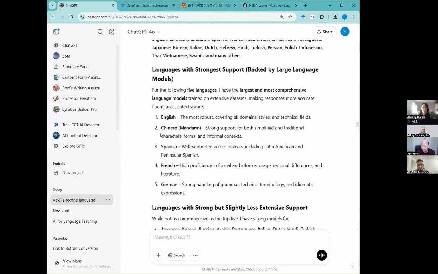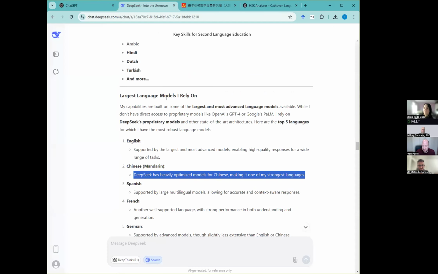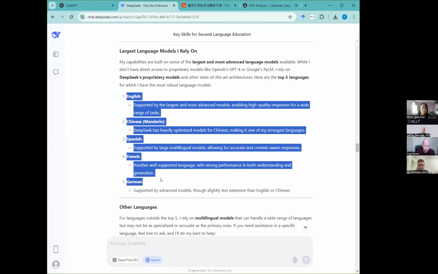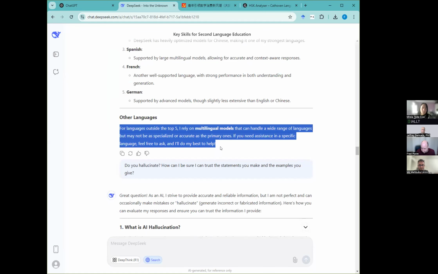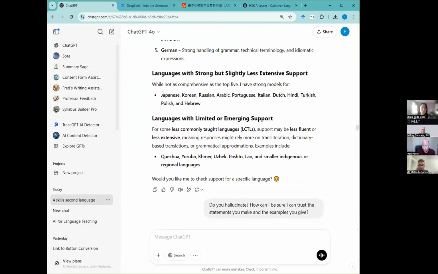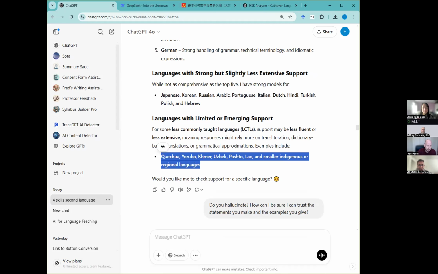Whereas when I asked ChatGPT about what languages it speaks, it does mention that it has strong support for Mandarin as well. So in both cases, English, Chinese, Spanish, French, and German are among the top languages for DeepSeek and for GPT, with other languages not doing as well. GPT gives a little more detail about what other languages it can perform in, mentioning Japanese, Korean, Russian, and Portuguese as languages it has extensive support for, with a few languages that it does not perform well in.